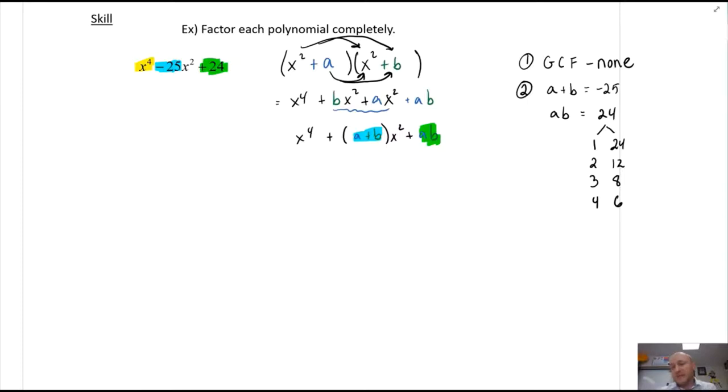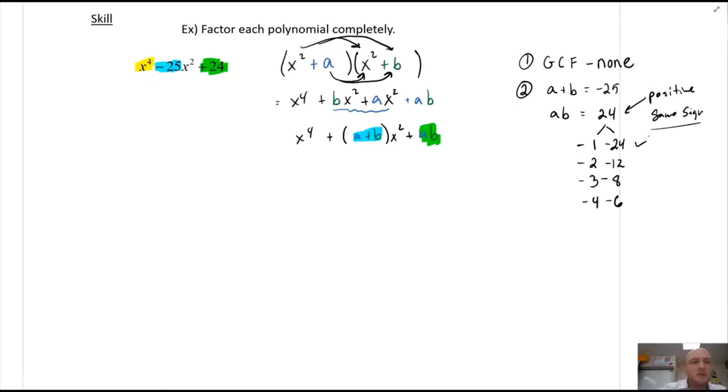Well, we also forgot the case of both terms being negative. I could have this being a negative and this a negative, and so on and so forth. When your ab is positive, that just means that these are the same sign. So which of these add up to negative 25? That is negative 1 and negative 24.